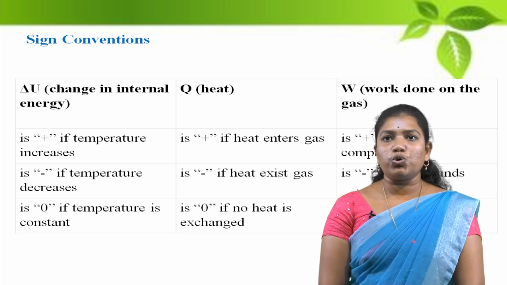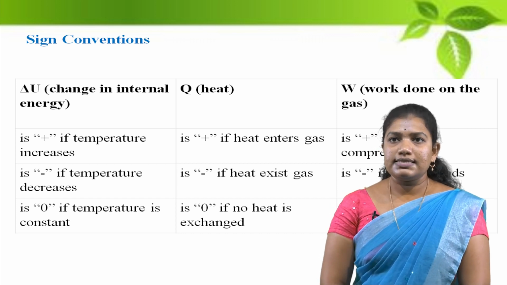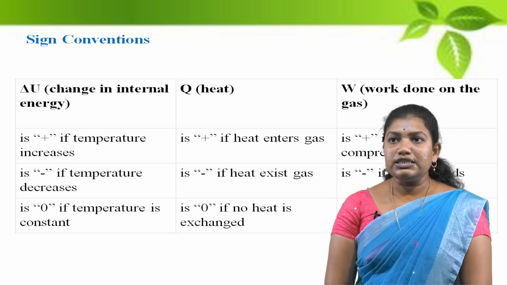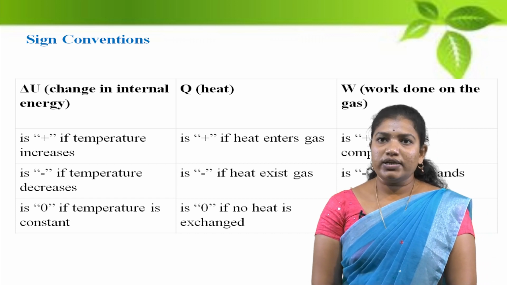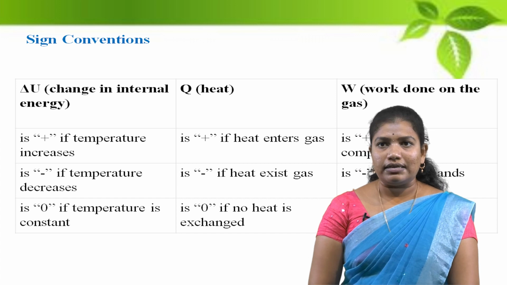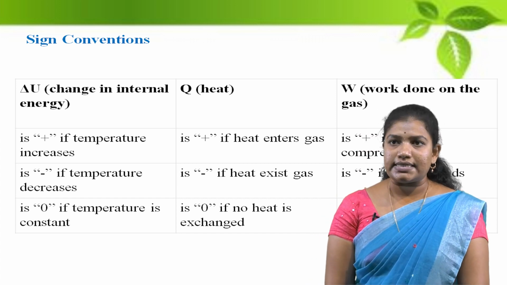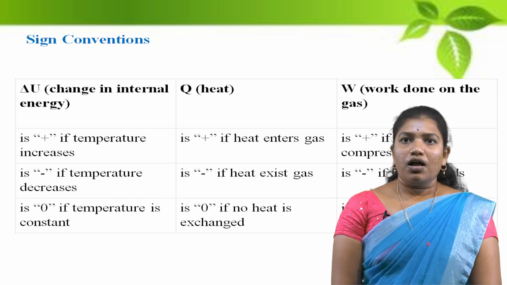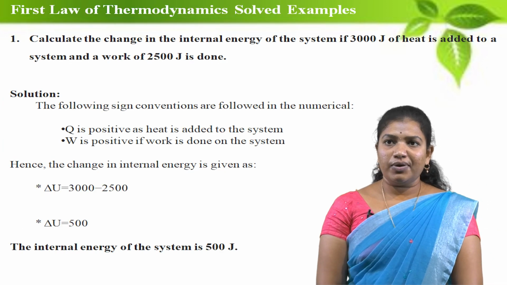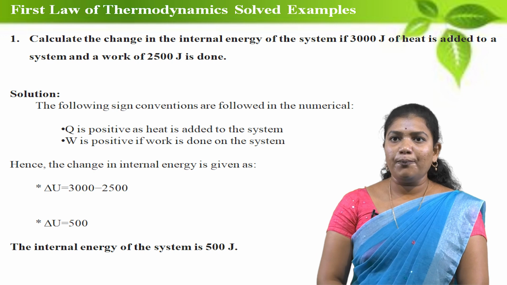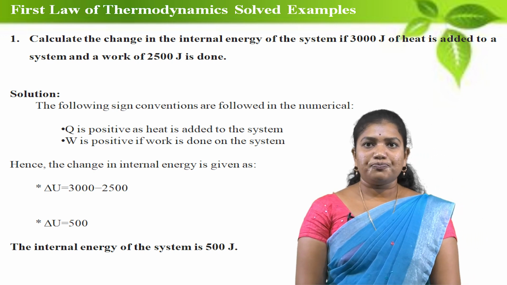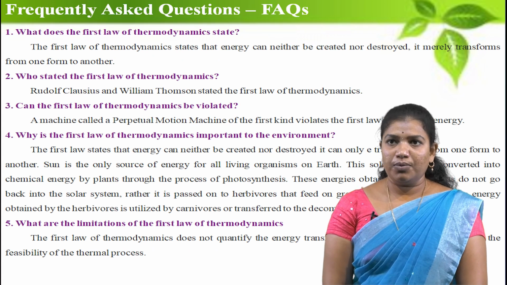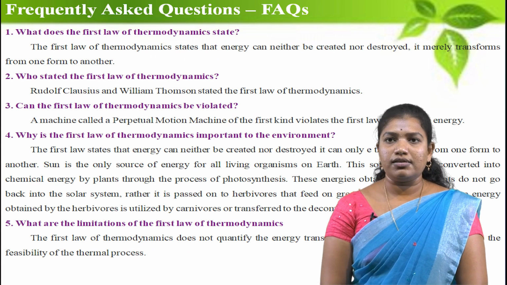The table below shows the approximate sign conventions of three quantities under different conditions. The first one is ΔU, the change in internal energy, and the second is Q, heat, and work done on the gas. Next, the first law of thermodynamics solved example is shown here. Next, frequently asked questions on thermodynamics, the basic questions, are shown here.